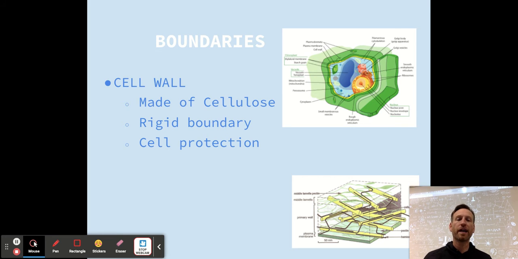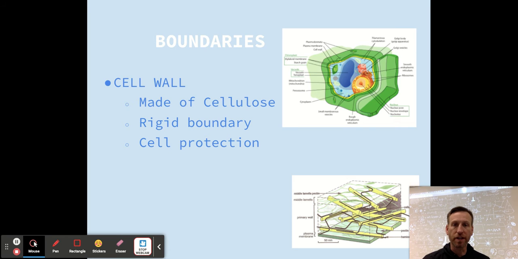So you could assume that part of the reason why it's rigid is that it's going to give support to the cell. And so when we talk about support, we're talking not only just shape of it, but also protection. It's going to protect the cell.